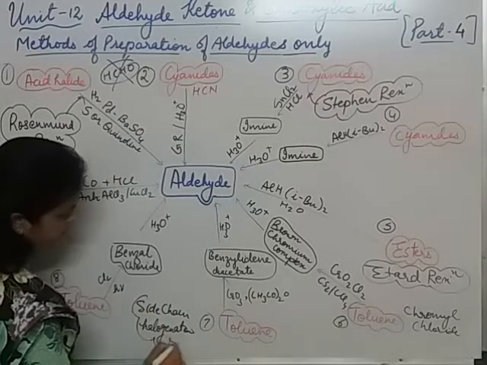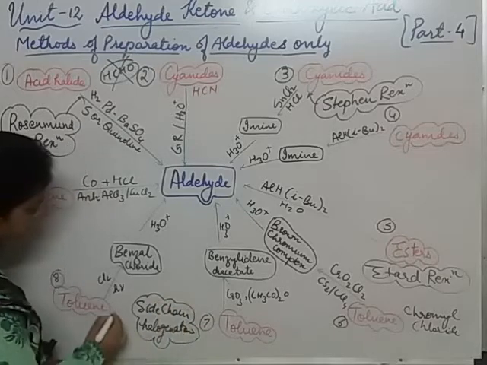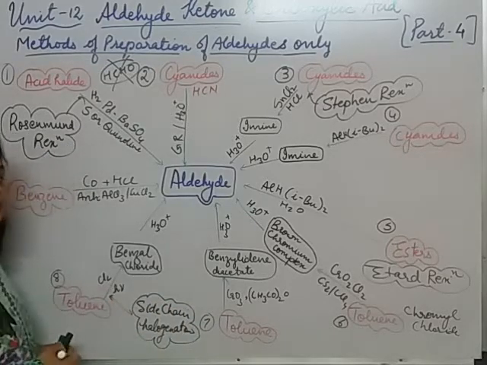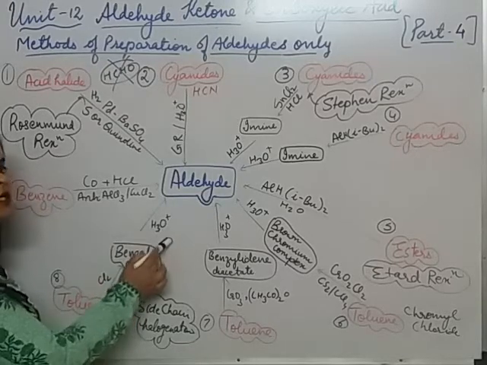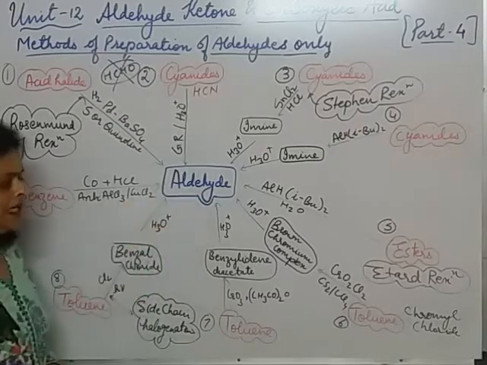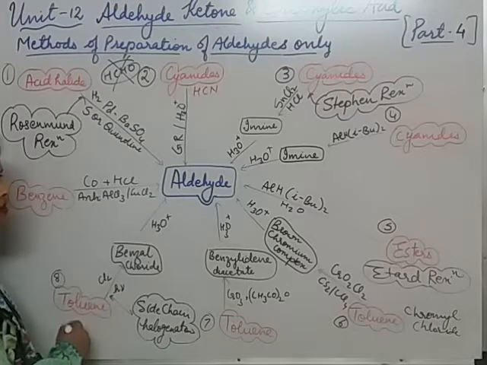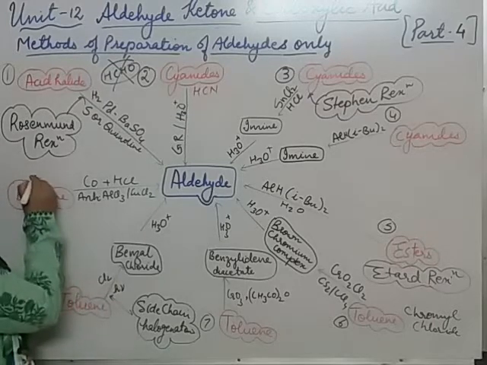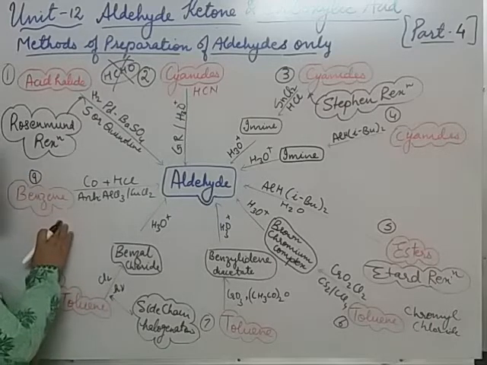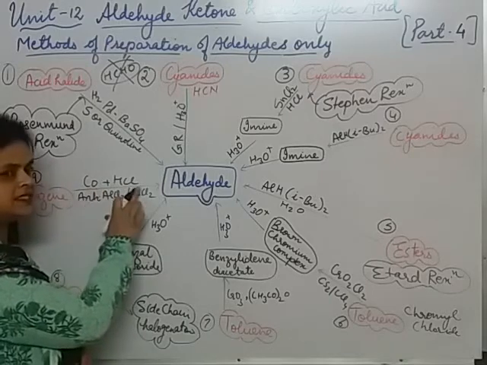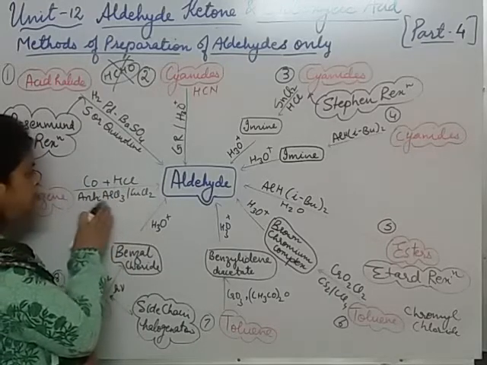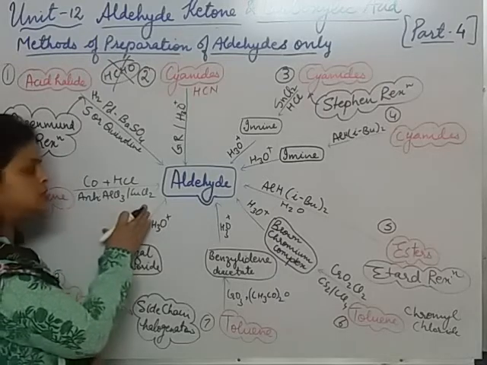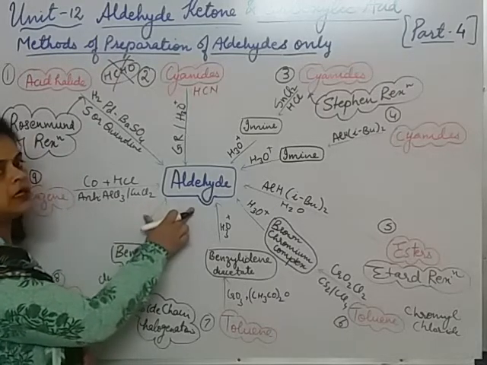Side chain halogenation is followed, and we get benzyl chloride. Again on hydrolysis it will give us aldehyde. So these are the 8 methods, and the 9th one is by benzene. Benzene, if it reacts with CO and HCl in presence of a Lewis acid like anhydrous aluminium chloride or CuCl2, then it gives the aldehyde.